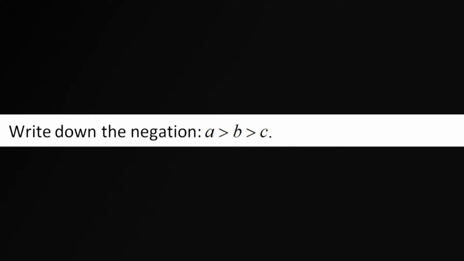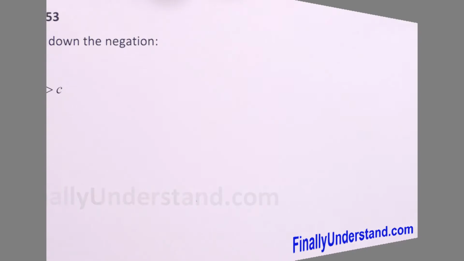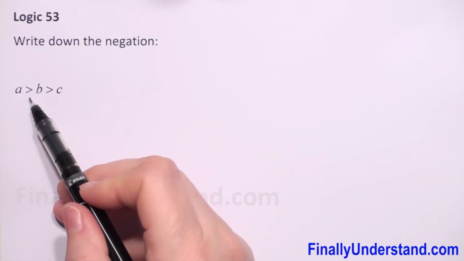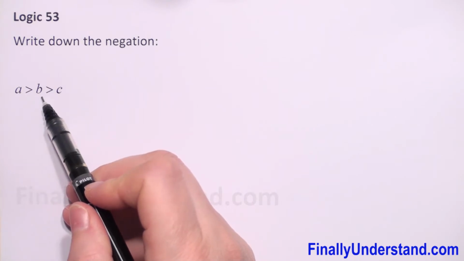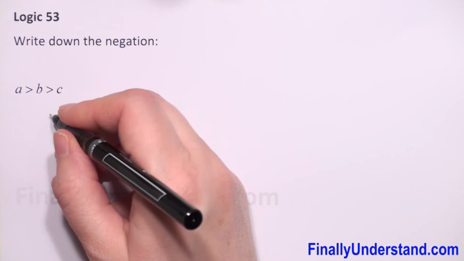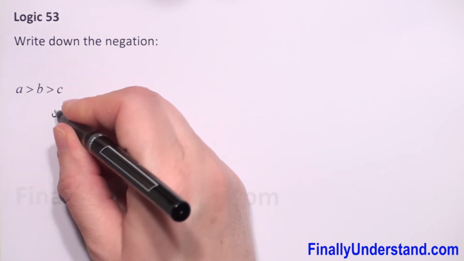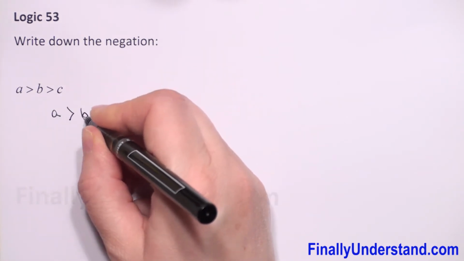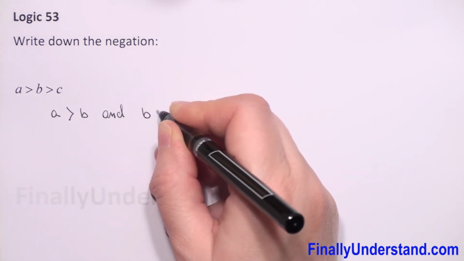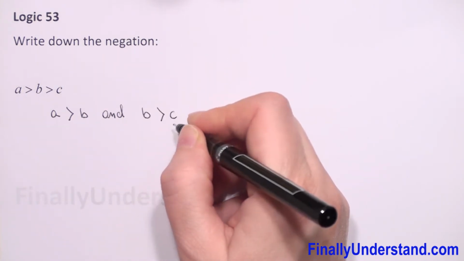We have a given statement and we have to write its negation. We can rewrite our statement, because we have A is greater than B and B is greater than C, so we can rewrite that this is equivalent to A is greater than B and B is greater than C.